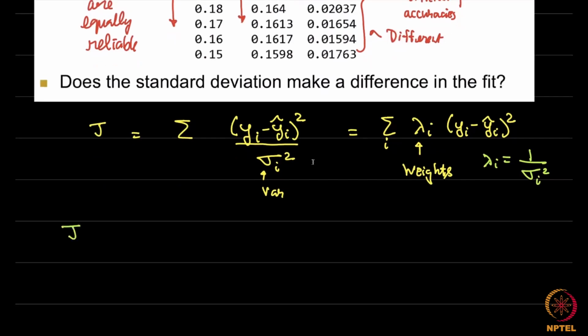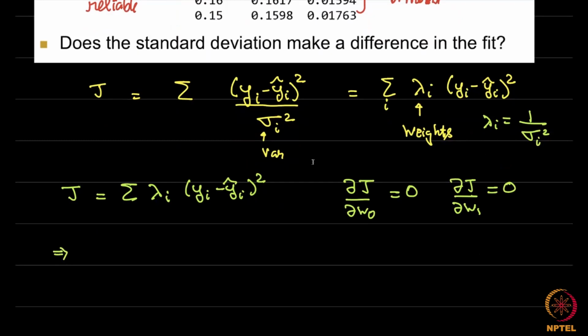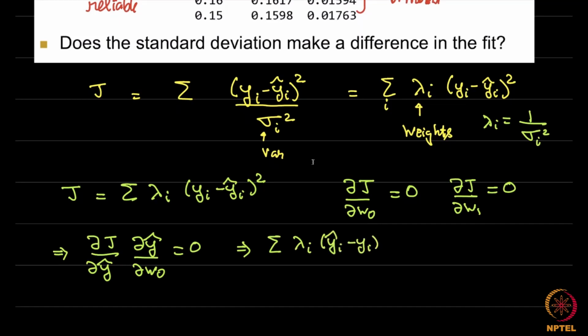So remember, now I'm going to write J equal to sum of lambda i (yi minus y hat i) squared. Okay. Now, I have to set the same thing. Del J, if I have a model with W0 and W1, I have to set del J del W0 equal to 0 and del J del W1 equal to 0. And this would say del J del y hat into del y hat del W0 equal to 0 is the first equation. So if you notice this will basically give me sum of lambda i (y hat i minus yi) equal to 0. Why? Because del J del y hat is now going to be lambda i times (y hat i minus yi). Almost no change from before, except this lambda i is extra.